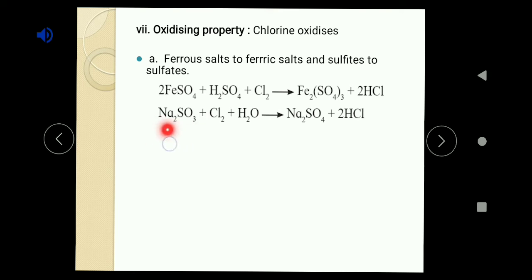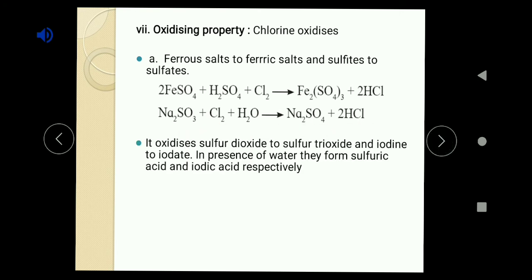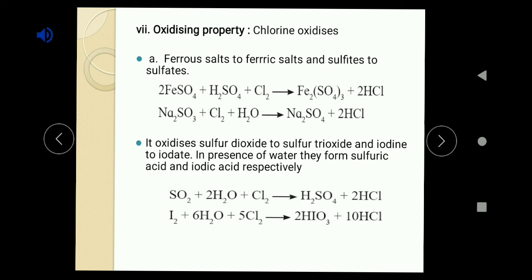Same way, sodium sulfide with chlorine and H2O gives sodium sulfate and HCl. This is again oxidation, which proves the oxidizing property of chlorine. Again, sulfur dioxide is oxidized to sulfur trioxide, and iodine can be oxidized to iodate by using chlorine. But the reaction is carried out in presence of water. Hence, instead of sulfur trioxide, we get sulfuric acid, and instead of iodate, we get iodic acid.